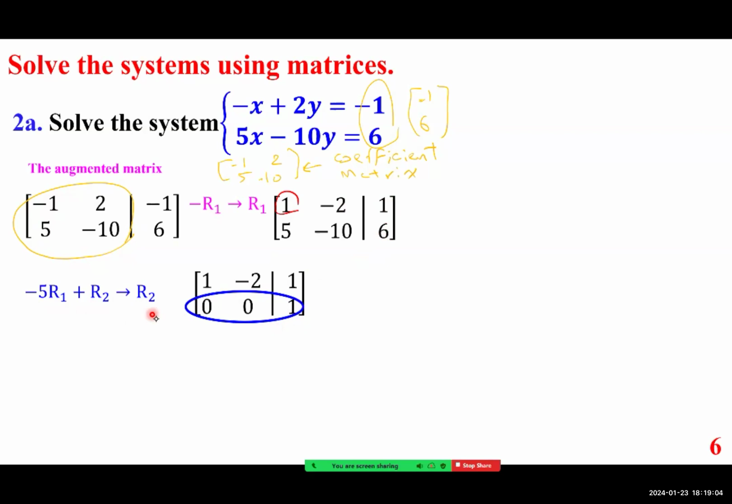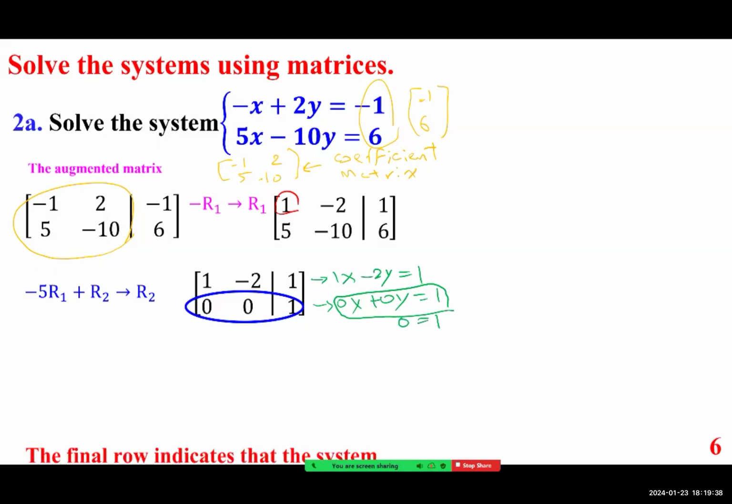Now, what happens is that the final row, so what this means, if I were to rewrite this, going back from the augmented matrix to the equality, it would mean the following. This would mean 1 times x minus 2 times y equals 1. And this would mean 0 times x plus 0 times y equals 1. And here's the problem. This side is 0, this side is 1, this is a false statement, and therefore there is no solution.